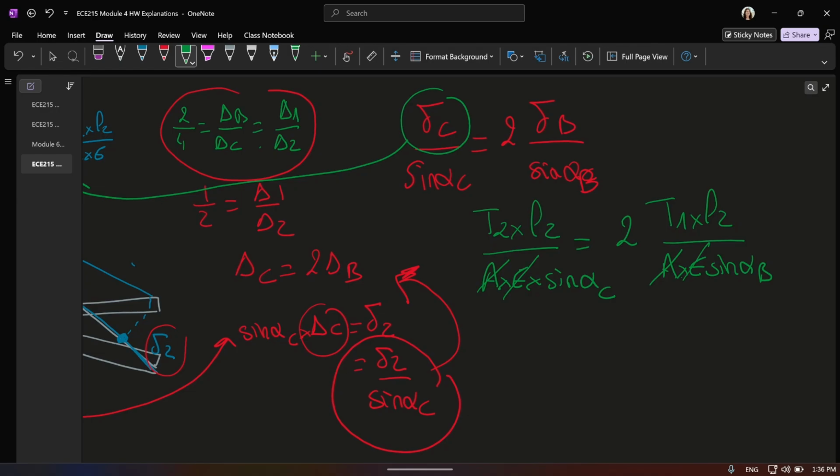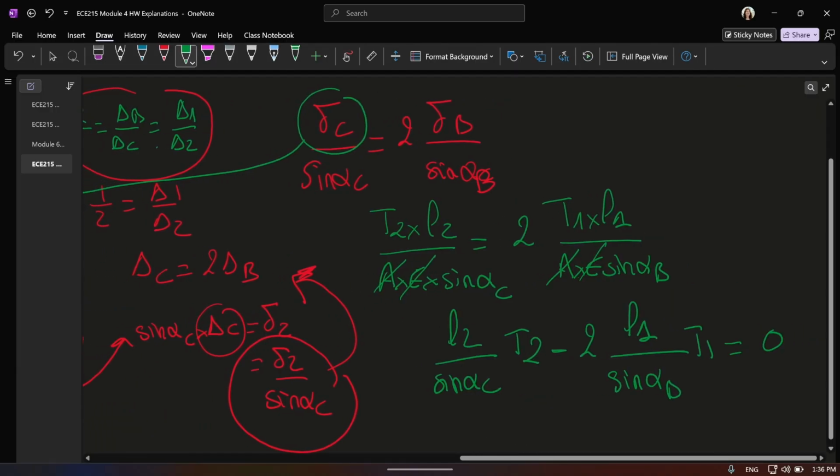So we ended up having an equation that looks like this: L2 divided by sine alpha C times T2. I will switch the other term to the other side, so minus L1 divided by sine alpha B times T1 equals 0. And this is our second equation with T1 and T2 that we will use. That's our second equation.